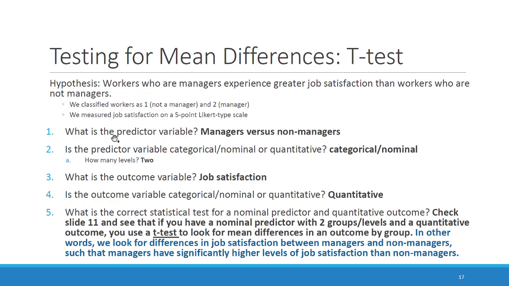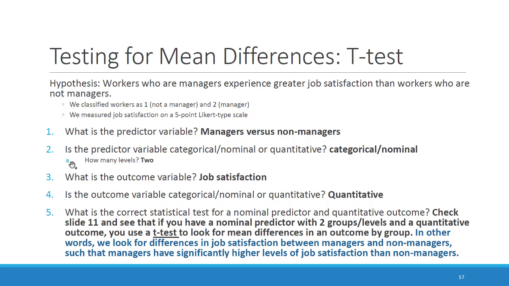So, number 1, what is the predictor variable? Well, that is managers versus non-managers. Is this categorical, nominal, or quantitative? Well, it's categorical nominal because we have given them numbers 1 and 2, but those numbers have no meaning on their own.